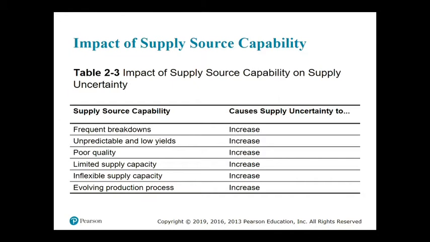So if we introduce a new product in the consumer electronics industry, then the production process tends to be unproductive, the yield tends to be low, and breakdowns tend to be high.